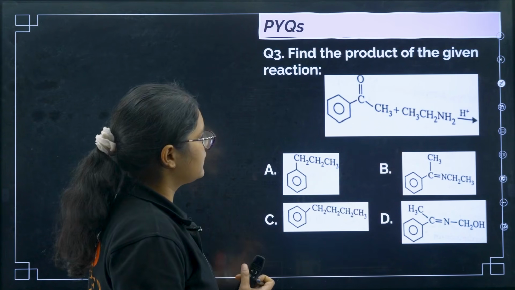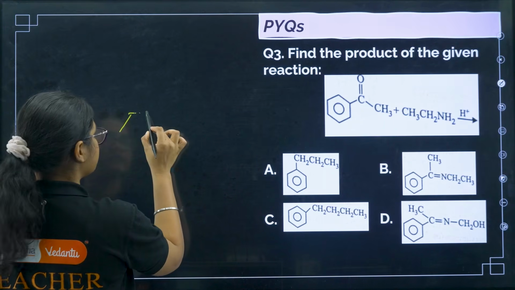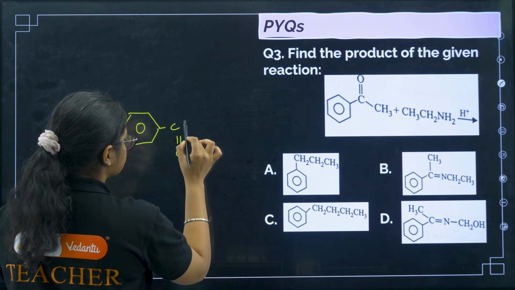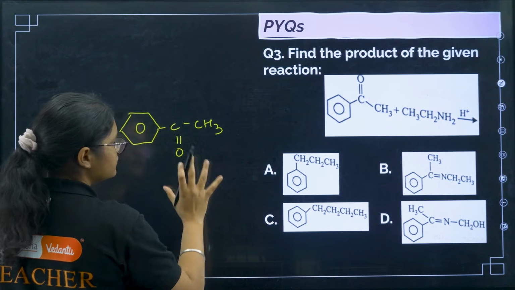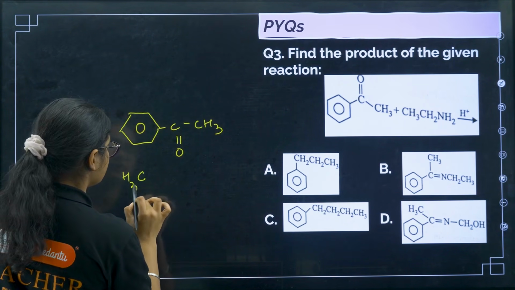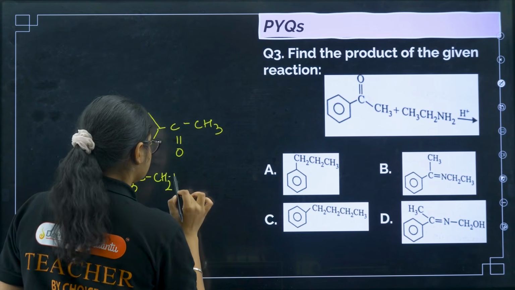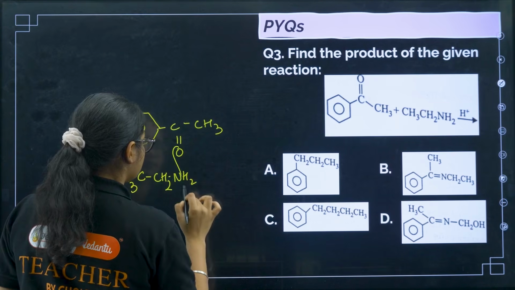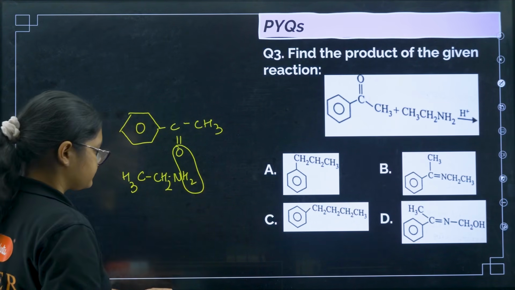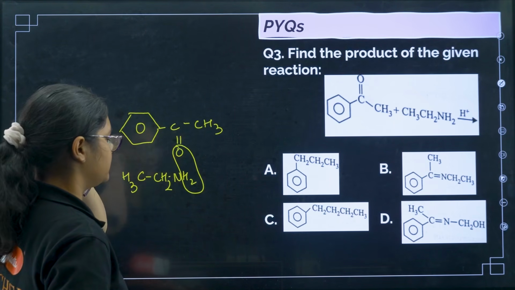Okay, so here, ammonia derivative, right? So you can see here it is like this. You have this one. Okay, let me write like this. C double bond CH3 and you have CH3, CH2 and NH2. So this H2 will be removed, this one will bond, right? So what will happen here? CH3, CH2, N double bond C you will get, right?